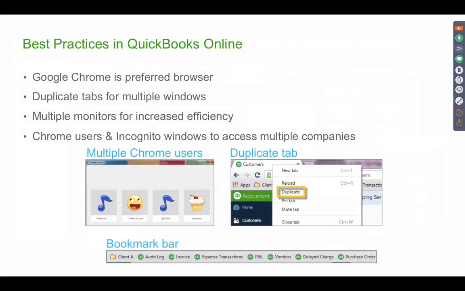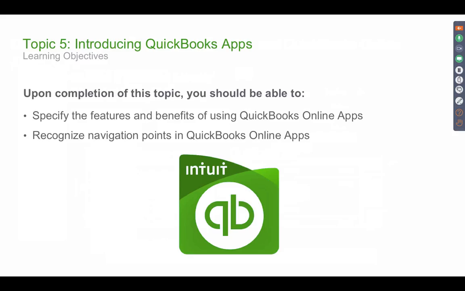Now, some of the best practices or really important practices are, as we mentioned, use Google Chrome, use multiple tabs to sort of have multiple screens, and use multiple Chrome users. You can search in YouTube how to do this, but multiple Chrome users can access multiple company files. So if you want to have 2, 3 files open at the same time, you would have to have multiple Chrome users for this to work.